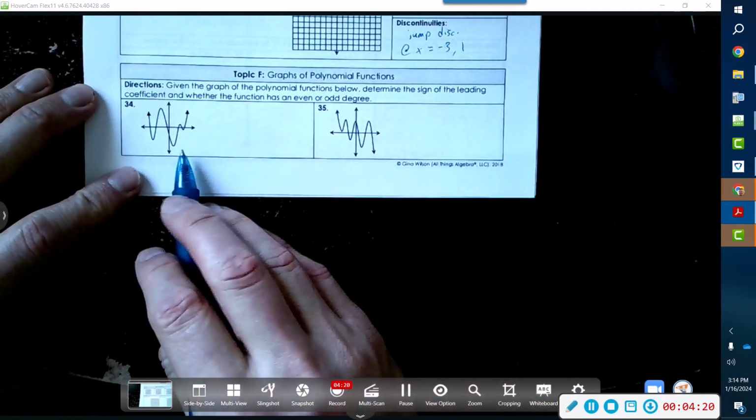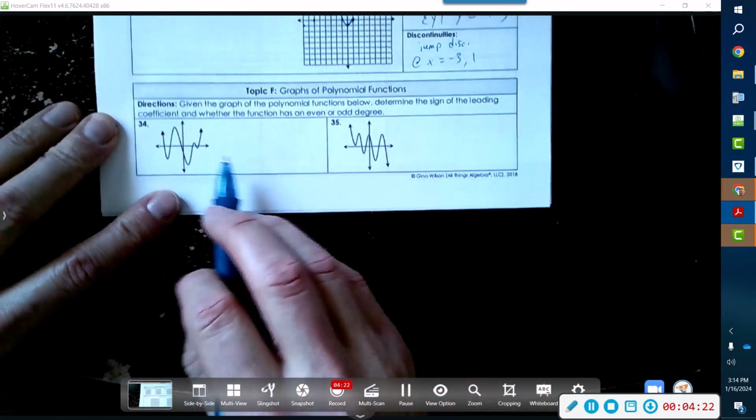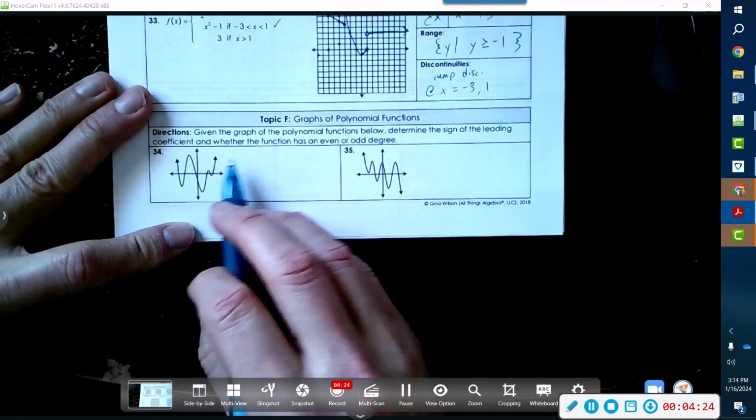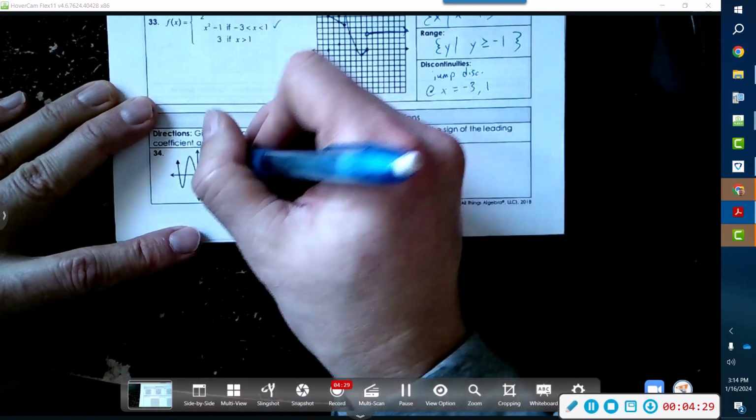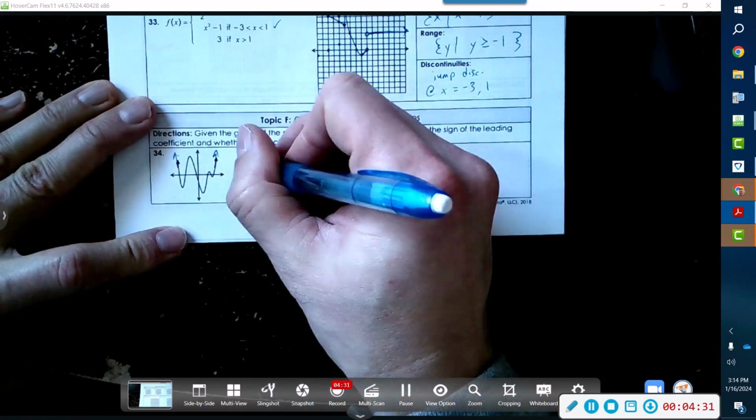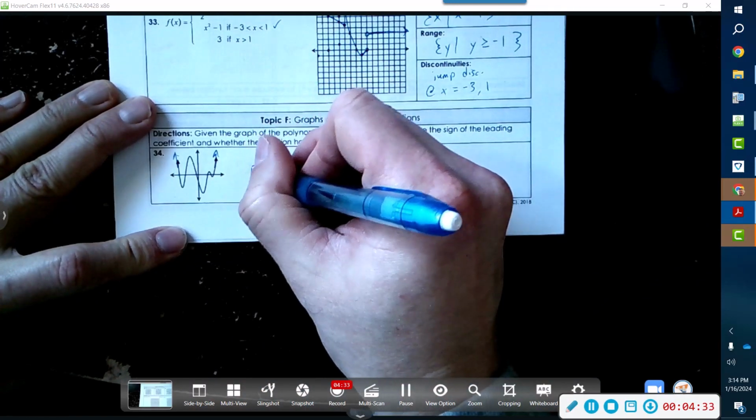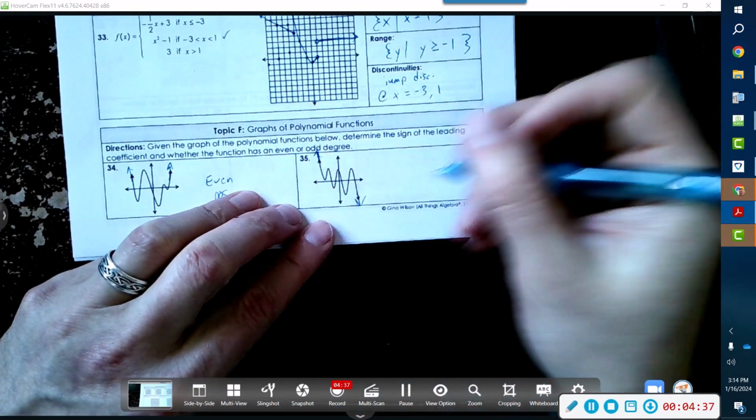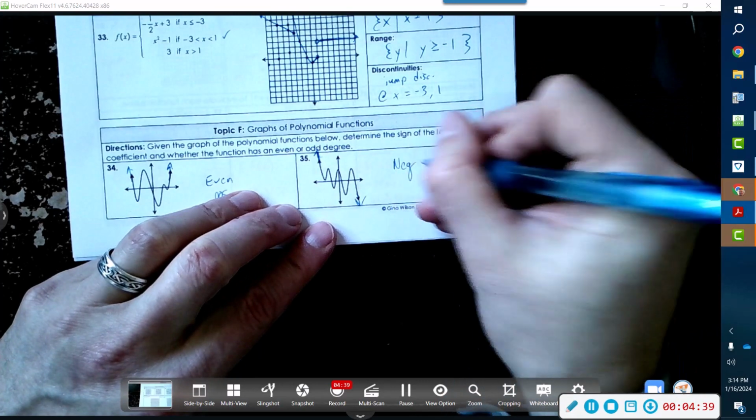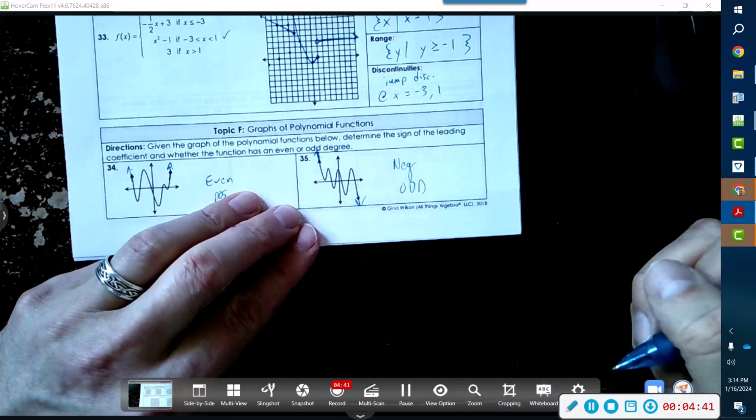So for this one, I'm just telling you whether it's positive or negative, even or odd. We've got this piece and this piece. That is an even positive. This one has the 2 arrows there, so that is actually a negative odd. Okay, that's all that needs to be written for that.